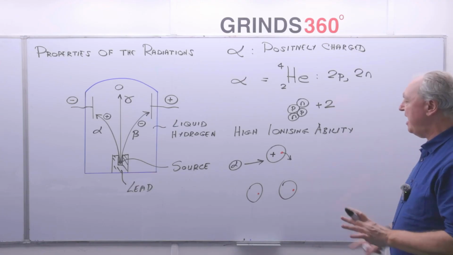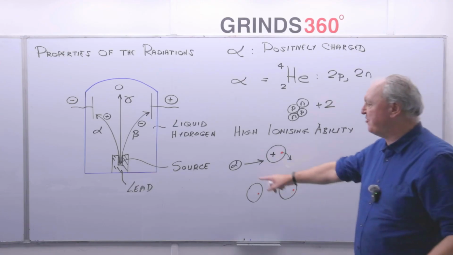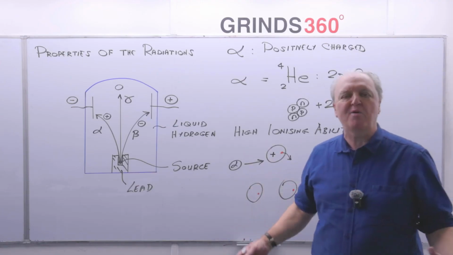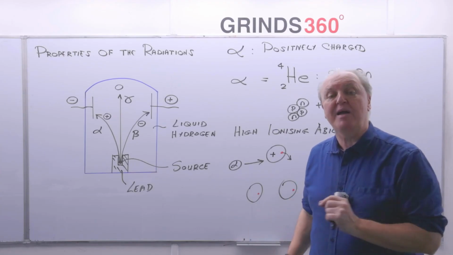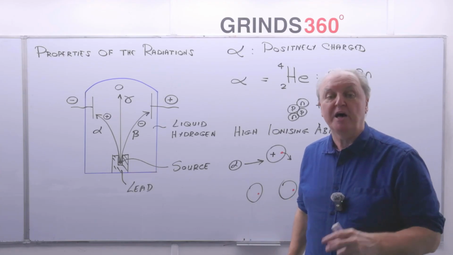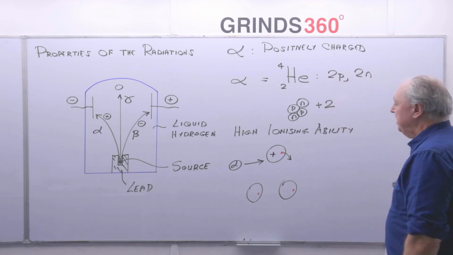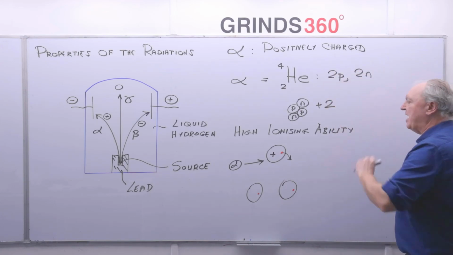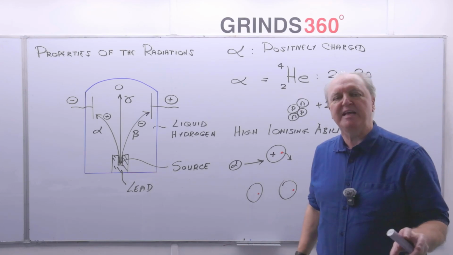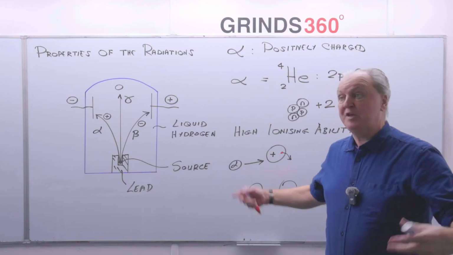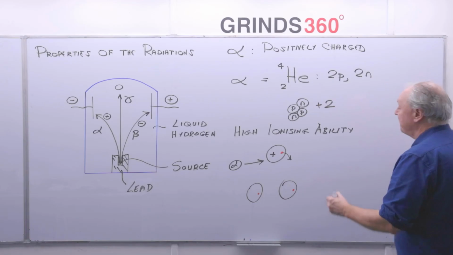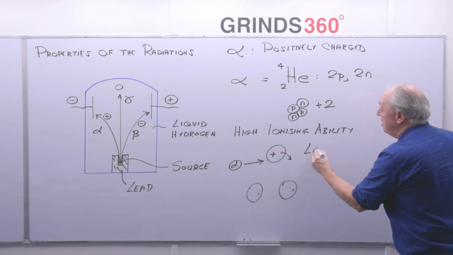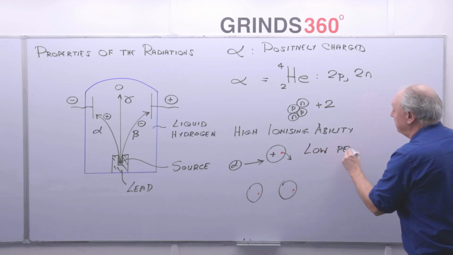So they've got very high ionizing ability simply because alphas are so big. They're going to keep on crashing into the air molecules. Smaller particles are able to sneak their way through without causing lots of ionization. Now, associated with having a high ionizing ability means it doesn't get very far. If you keep on crashing into things, you're going to slow down rapidly. So therefore, you have a very low penetration power.